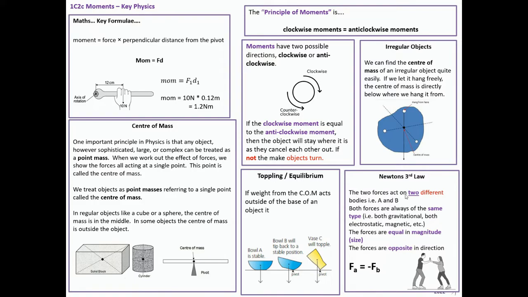So the two forces act on two different bodies, i.e. A and B. Forces are always of the same type, i.e. both gravitational, both electrostatic, magnetic. Forces are equal in magnitude and opposite in direction, and collinear. So there you go. That's the moments topic.